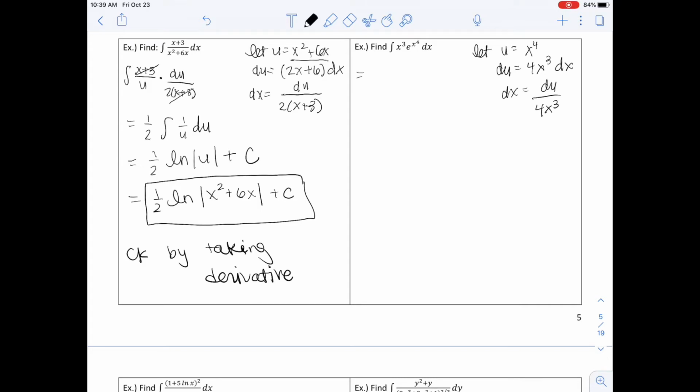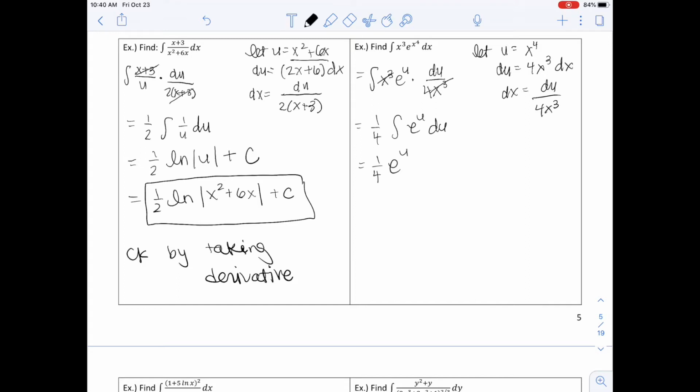So this problem is now going to become the integral of x cubed e to the u times, and dx is going to be du divided by 4x to the 3rd. And if you notice again, our x to the 3rds will reduce. I'm going to pull the 1/4 out, so it's going to be 1/4 the integral of e to the u du. And notice again that we now only have one variable, which is u, which means we're able to now integrate. And it's a nice function to integrate.